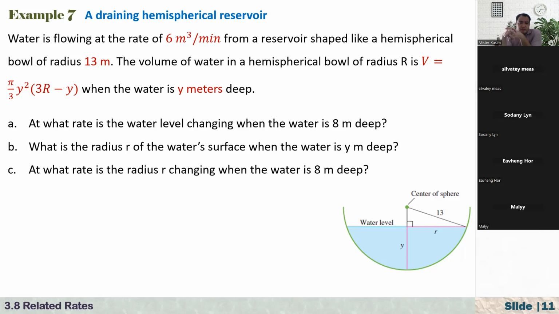So when the water is y meters deep, at what rate is the water level changing when the water is 8 meters deep? And what is the radius r of the water surface when the water is y meters deep? At what rate is the radius r changing when the water is 8 meters deep?